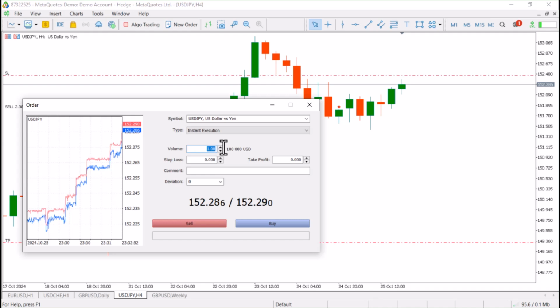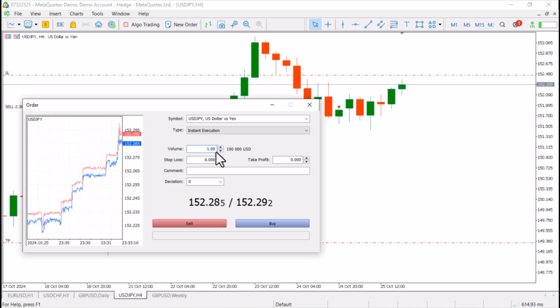We have already discussed how to calculate position size. If you do not know how to calculate your position size, refer to the description of this video. I have a link to guide you on how to calculate your position size, your risk, and the money you allocate into the market. Now, right here, if we want to trade one lot, you choose one lot depending on your account size. Okay, now you set your stop loss. That is the second thing you have to do.